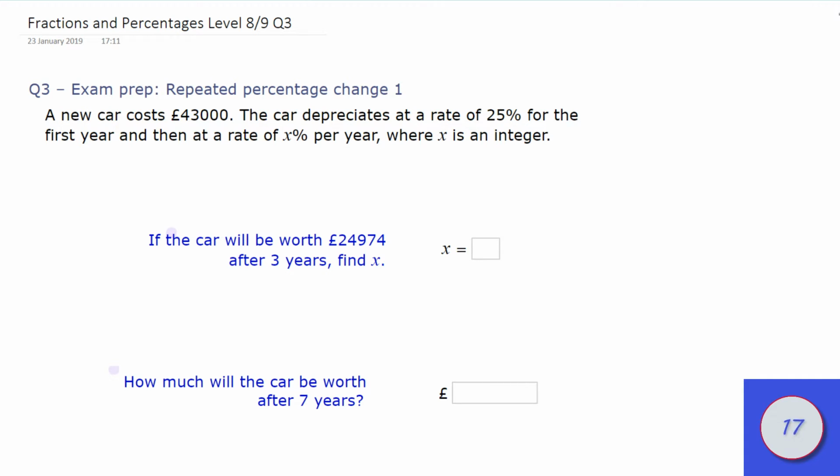So I forgot to say this would be a calculator question. Okay, so let's look at how we set up the start of this question.